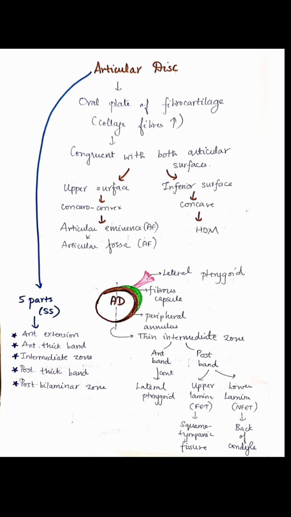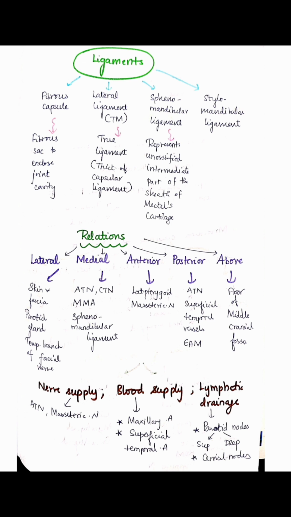The posterior band has two laminas, upper and lower. The upper lamina is a fibroelastic tissue and the lower is a non-fibrous elastic tissue. The upper lamina is attached to the squamotympanic fissure, and the lower one is attached to the back of the condyle. In sagittal section, the articular disc has 5 parts: anterior extension, anterior thick band, intermediate zone, posterior thick band, posterior bilaminar zone.